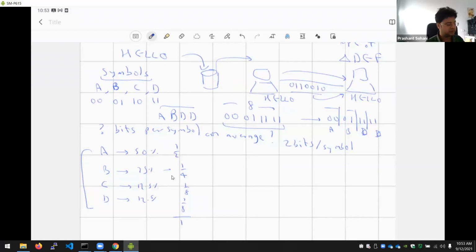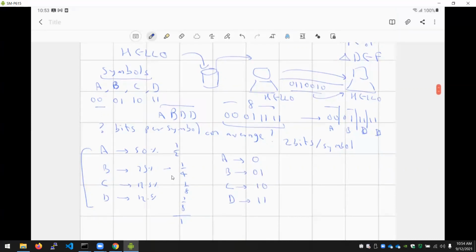What we can do is assign a smaller symbol to A. Why should we assign the same length of 2 bits to everything? The symbol A, which is going to be transmitted more frequently, we can assign maybe 0, and B can be assigned maybe 01. C can be assigned 10. We can come up with something like this, right? But can you see there is some problem with this?